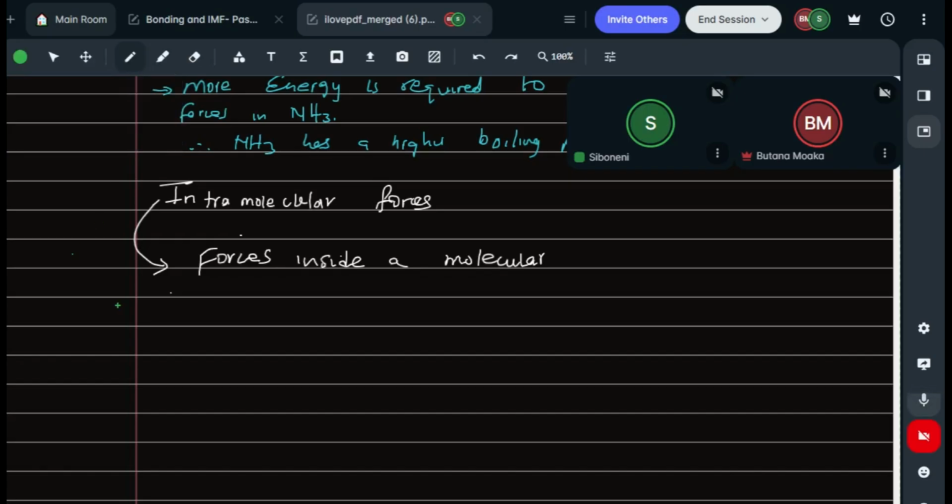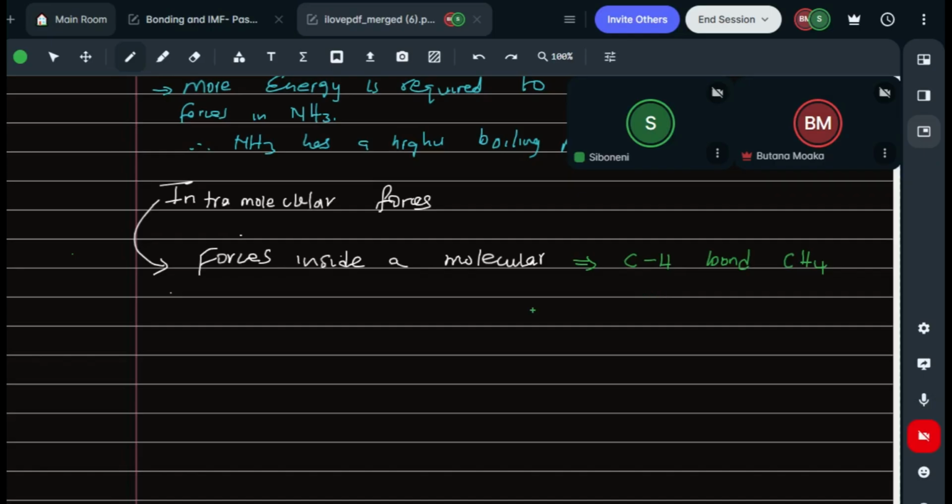And then maybe the example that I can give you is the C-H bond in CH4. So that's the example. These are covalent bonds. We call them the covalent bond, okay?